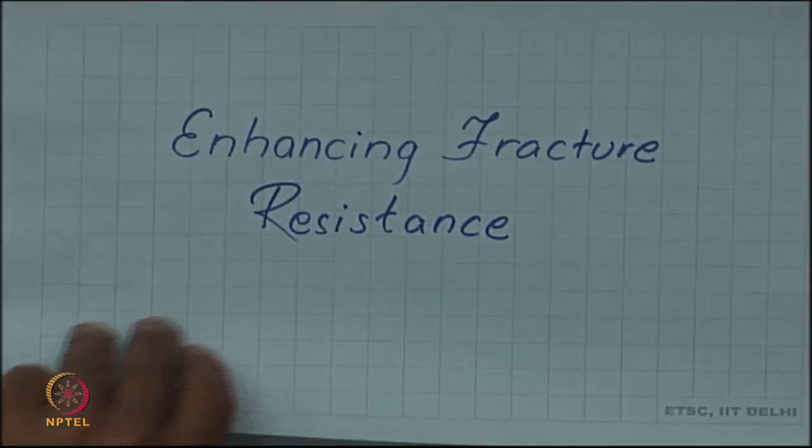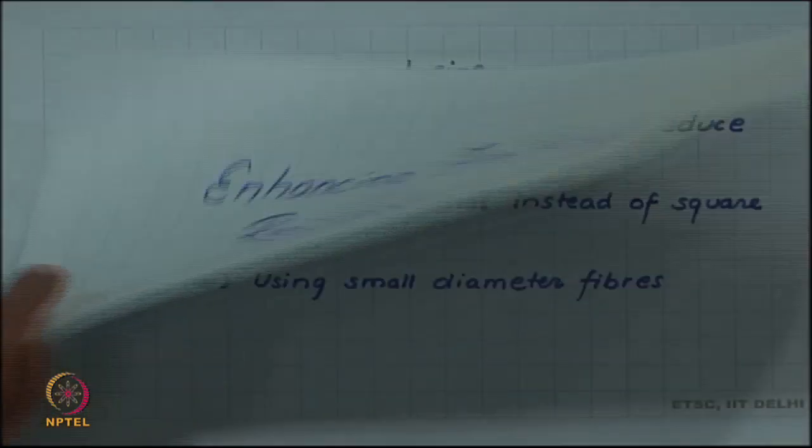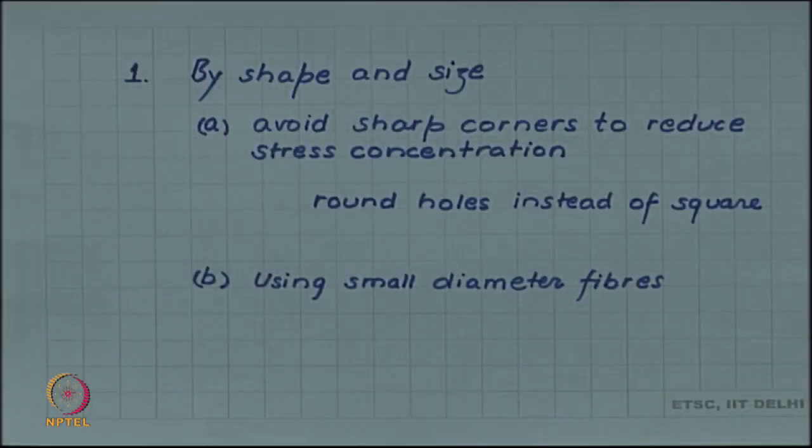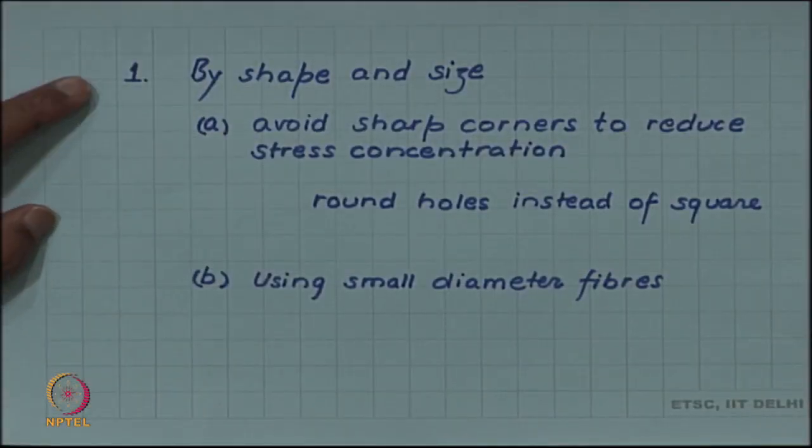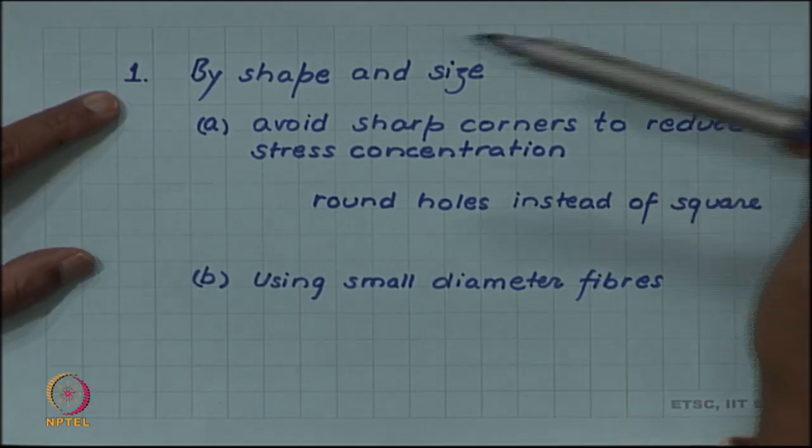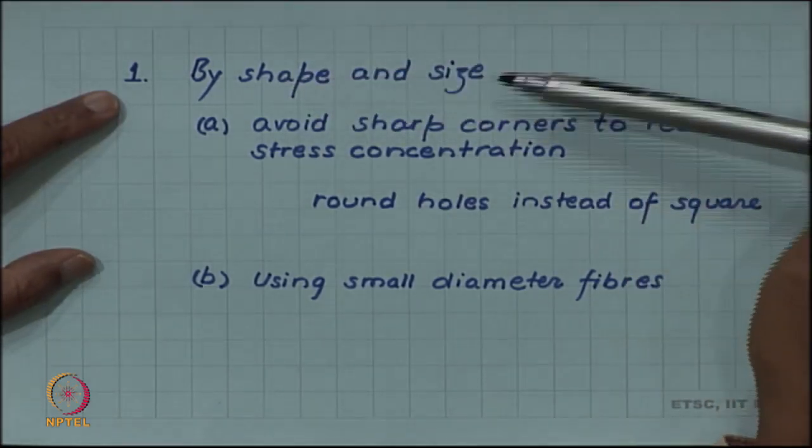Although we can never ensure that a component or a material will never fracture, we can do something to enhance the resistance to fracture of any given component or material. This can be done in a variety of ways, and we will discuss some of them now. So, one possibility of enhancing the fracture stress is by controlling shape and size.